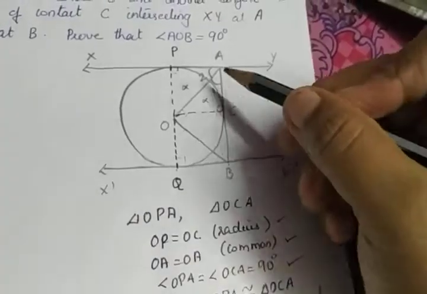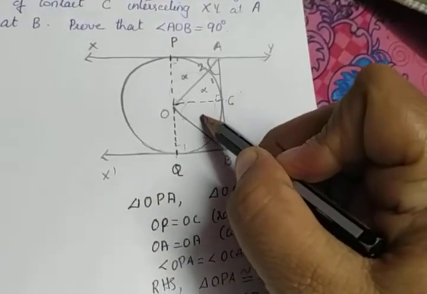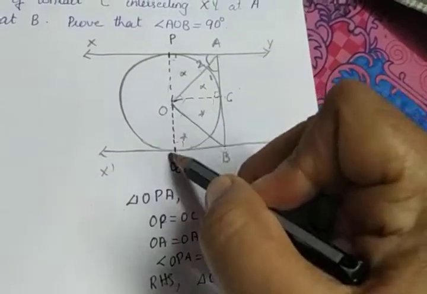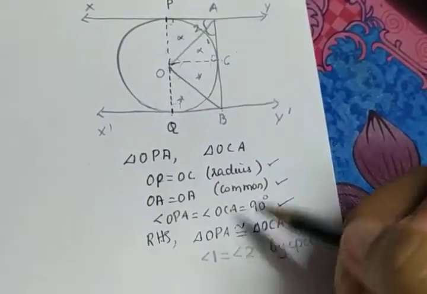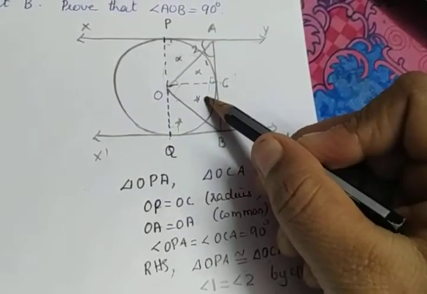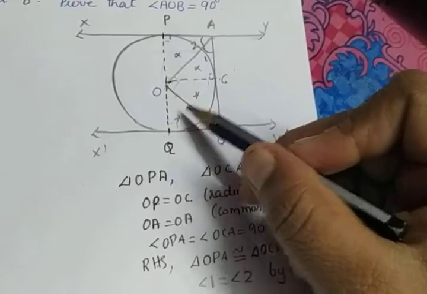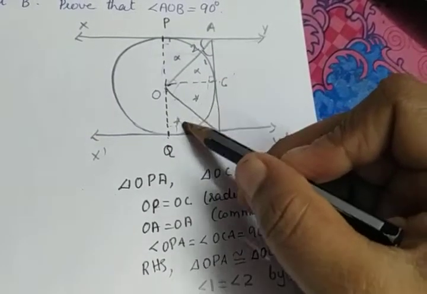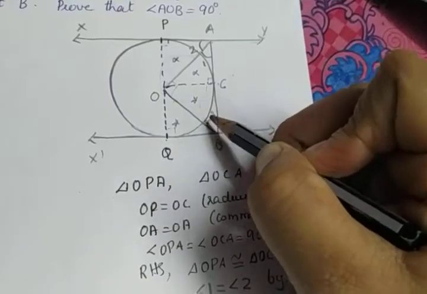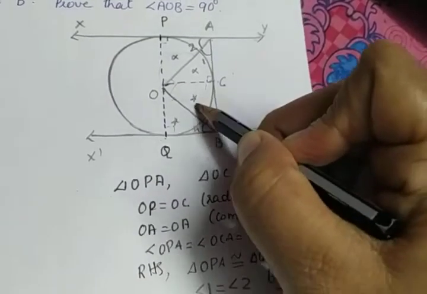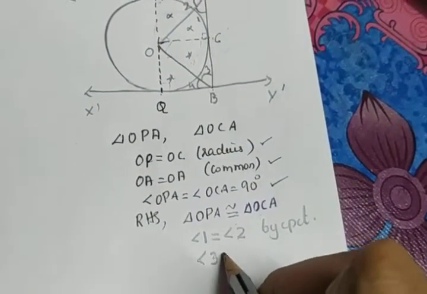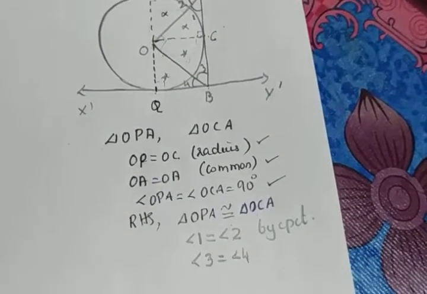Similarly, if I consider triangle OCB and triangle OQB, with the same reason, because of RHS congruence, these two star-marked triangles are congruent. We are not proving that, we are taking into consideration that these two triangles are congruent. Then if I mark this angle as 3 and this angle as 4, as these two triangles are congruent, we can write angle 3 is equal to angle 4.